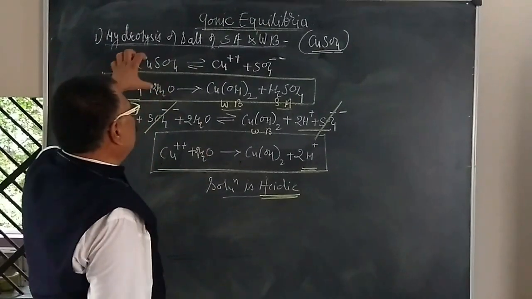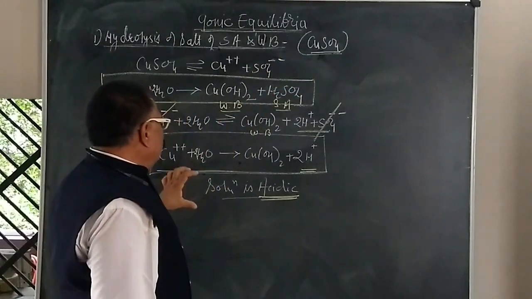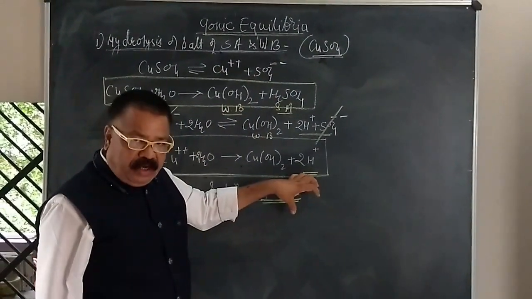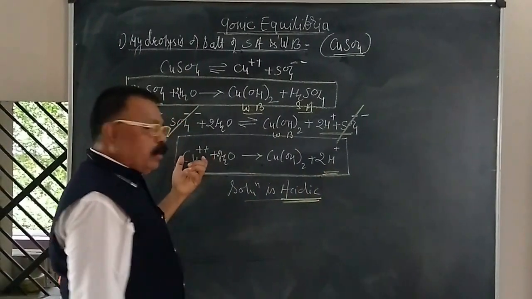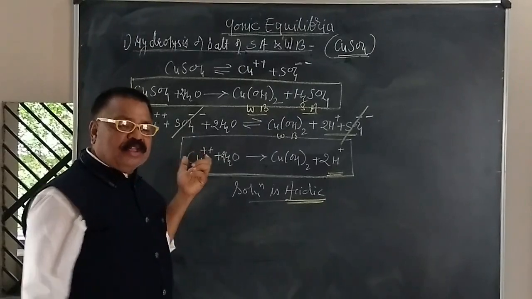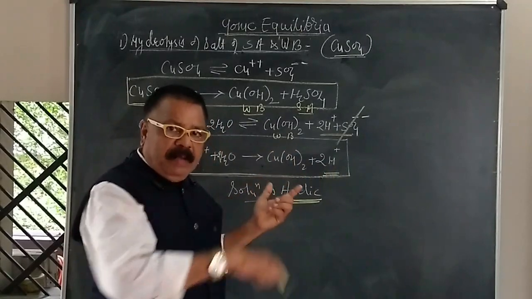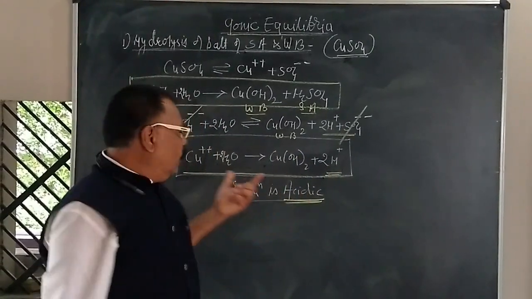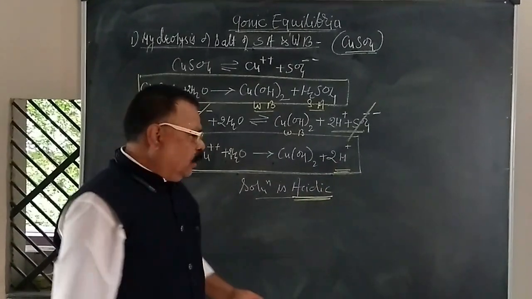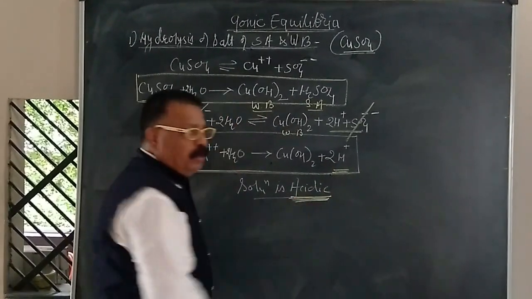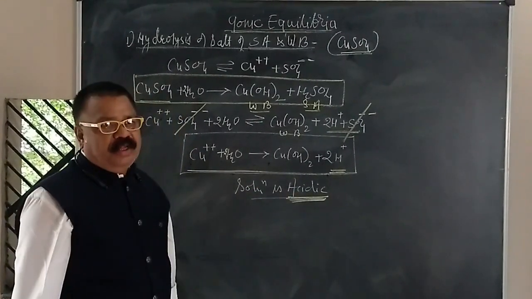So the hydrolysis of the salt of the strong acid and the weak base: the solution of copper sulfate becomes acidic. As for the statement, the copper cations are responsible for the formation of the hydrogen ion. In such hydrolysis of the salt, the cations undergo the hydrolysis, which produces the hydrogen ion, and that's why the solution of the copper sulfate becomes acidic.